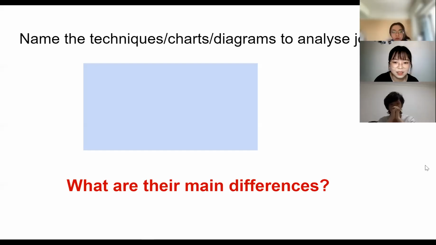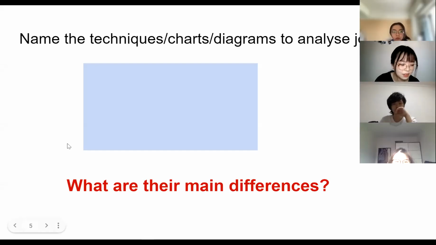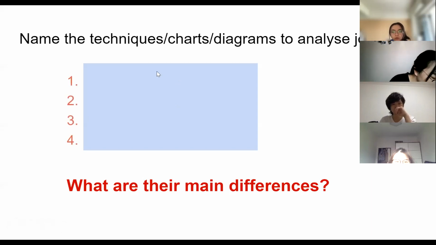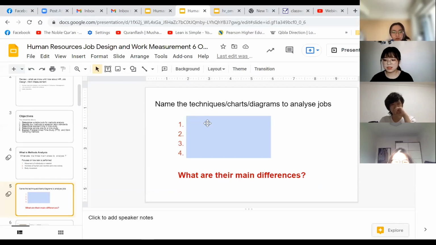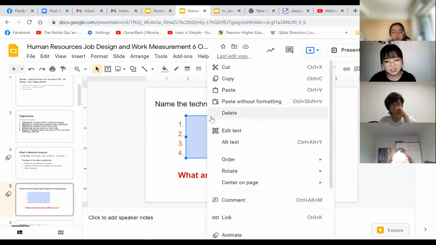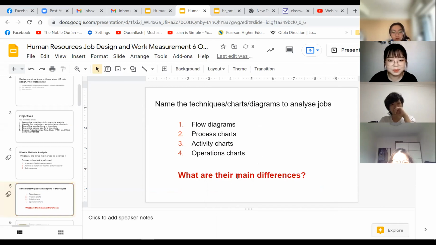Okay, it is actually flow diagram. So you have flow diagram, process chart, activity charts, operation charts. These are the tools that you can use to analyze jobs.